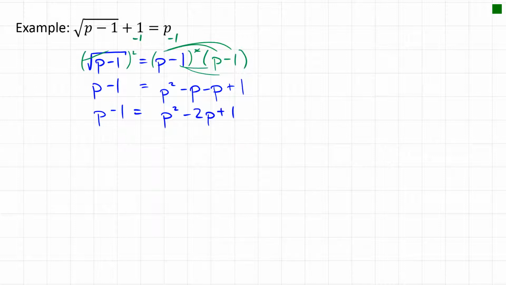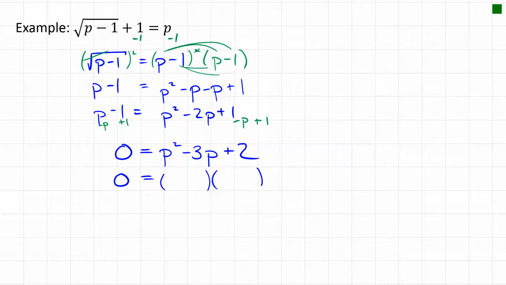And in order to solve a quadratic equation, the way to do that I know how to do so far in this course is to make one side of the equation equal to 0. So now I have 0 equals p squared, and minus 2p minus p is minus 3p, and plus 1 is plus 2. And the way I know how to solve these quadratic equations is by factoring. So now I want to factor the right-hand side.